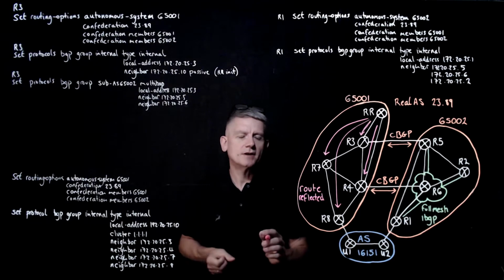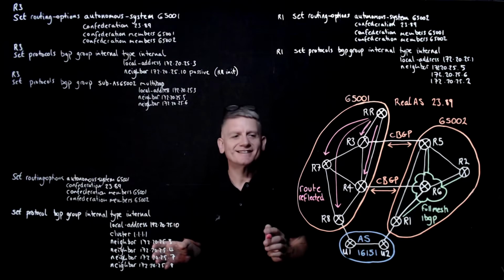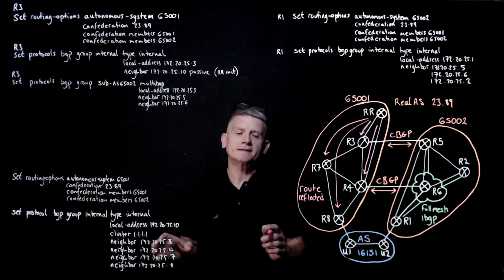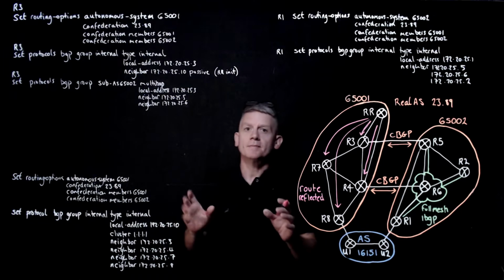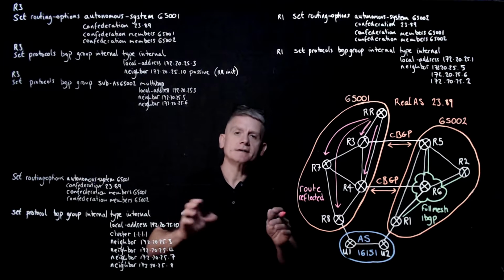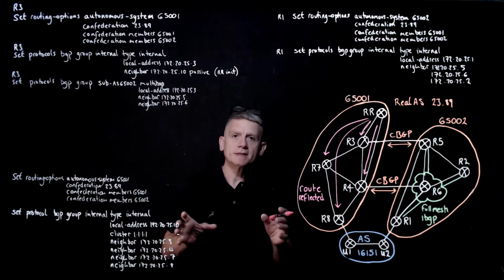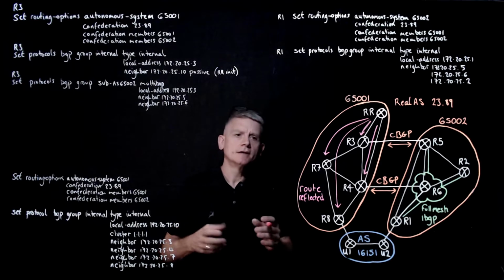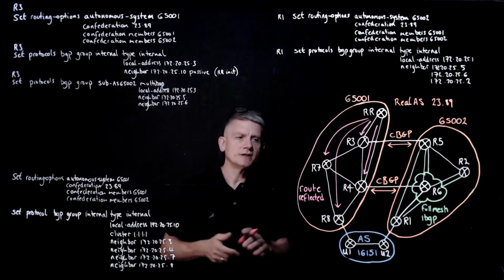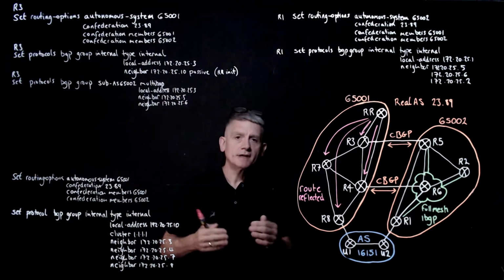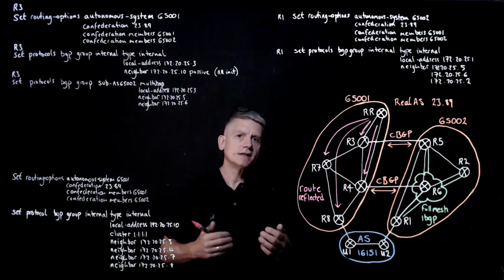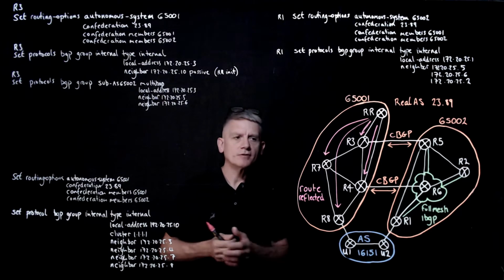So in this particular example, we're running both confederations and route reflectors. Now, as we know, both confederations and route reflectors are simply designed to reduce the number of internal BGP neighbors because, of course, there's a requirement to fully mesh it. So they're really not doing anything else. They can introduce a little bit of complexity, but that's their overall goal.